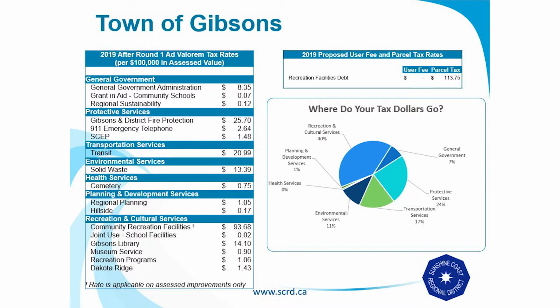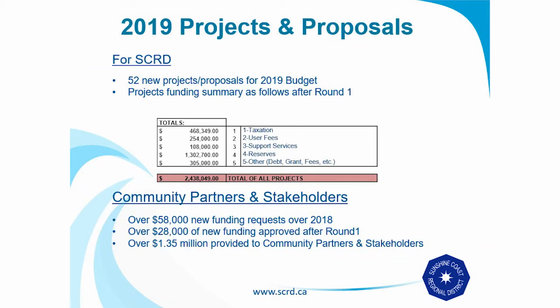The town of Gibsons reflects about the same as the other two member municipalities, and again, they participate in about 20 services of the regional district as well. The majority being community recreation facilities as well. So for 2019, over 52 new projects came forward for consideration, reflecting about a $2.4 million increase of funding.